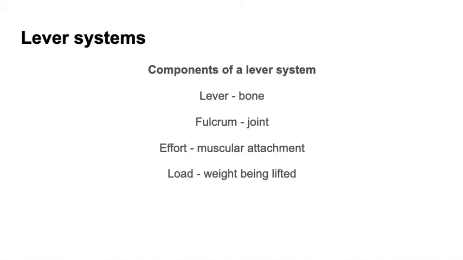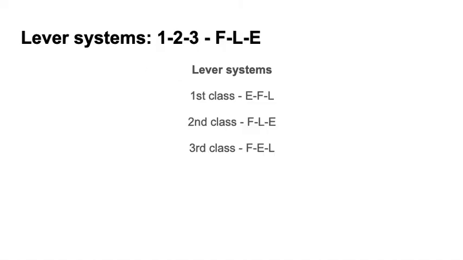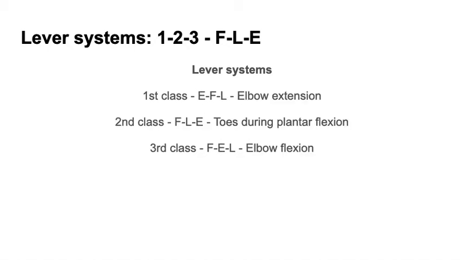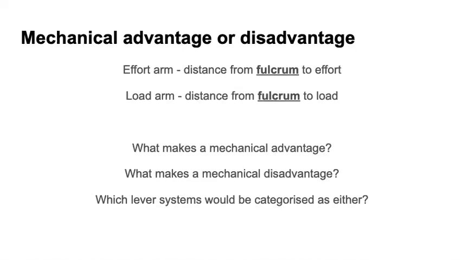With the lever systems, quickly go over there, just remember 1, 2, 3, FLE. And the FLE, we're talking about the middle component. So a first class lever, the fulcrum's in the middle. Second class lever, the load is in the middle, and the third class lever, the effort is in the middle. It doesn't matter which way round the other two go, but just know that the mechanical advantage is when the effort arm is longer than the load arm. So the effort arm will be on the end. And then the disadvantage, the load arm is longer, so the distance from the load to the fulcrum.